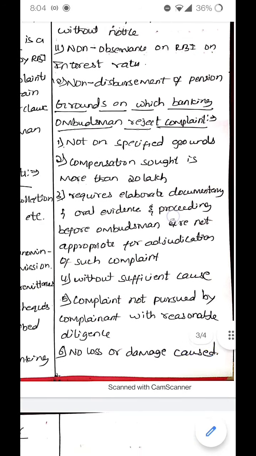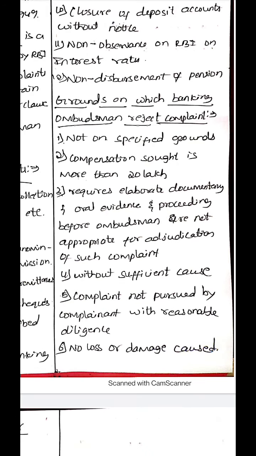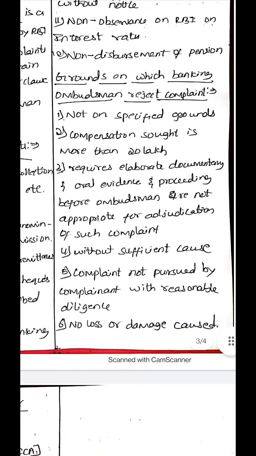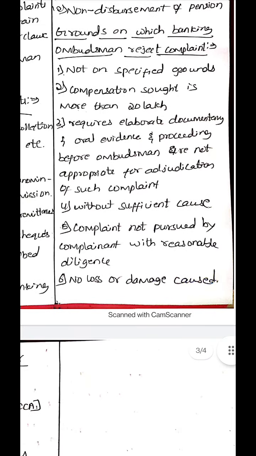The next is without sufficient cause. So if the complaint is filed by the customer without any sufficient cause, then the complaint may be rejected. The complaint is not pursued by the complainant with reasonable diligence. The complainant is not pursuing the complaint with due care. He is not taking any care for it. The next is no loss or damage caused to the customer. So on these grounds, the ombudsman will reject the complaint.